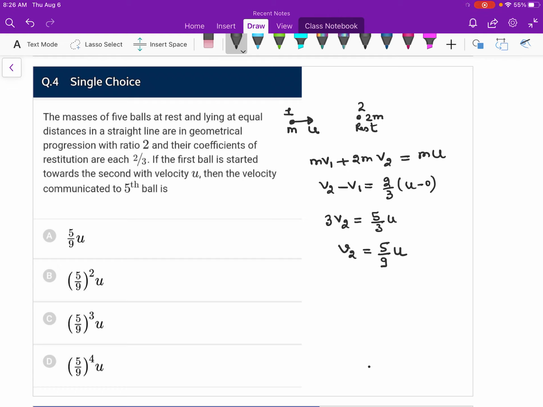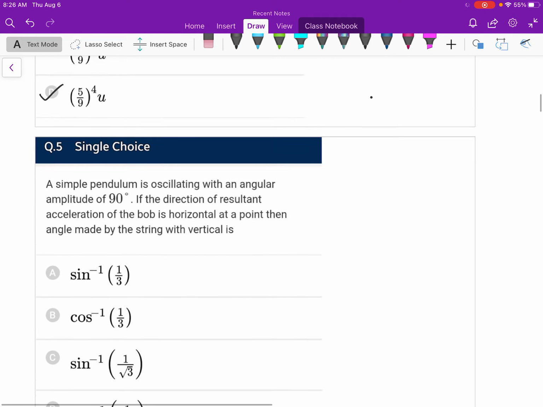Now same pattern, when second will collide with a particle of double its mass, then the velocity of third particle will become 5 by 9 times velocity of second particle. Similarly, velocity of fourth particle will become 5 by 9 times of velocity of third particle, and velocity of fifth particle will become 5 by 9 times velocity of fourth particle. So velocity of fifth particle will be 5 by 9 raised to power 4 into velocity of first particle. So D is the correct option.